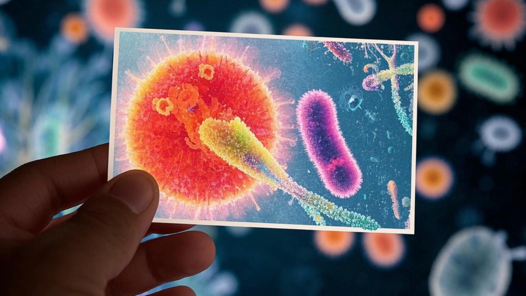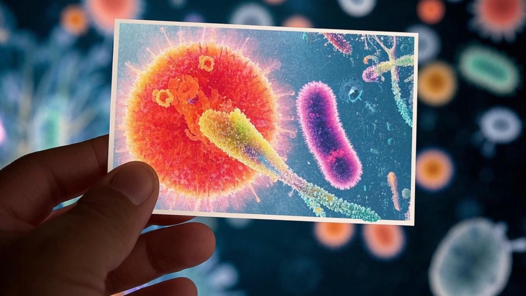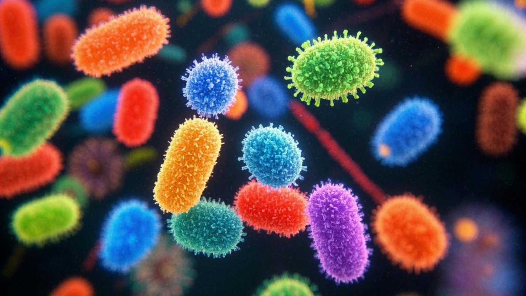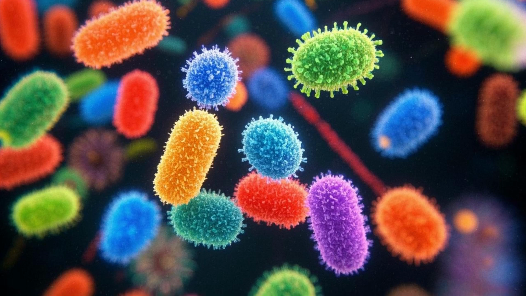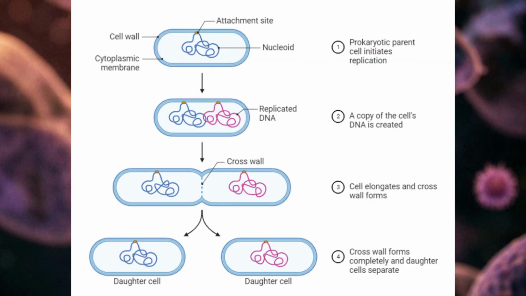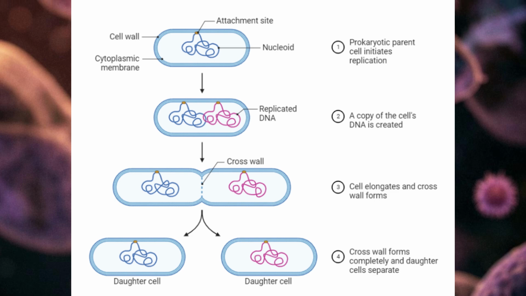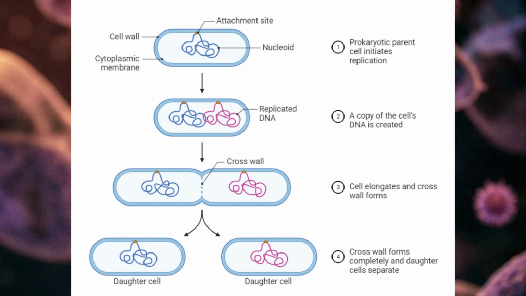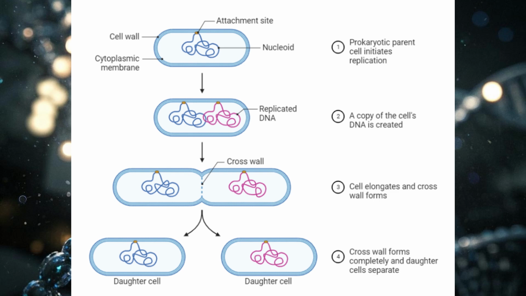Let's dive into the microscopic world of bacterial reproduction. The most common way bacteria reproduce is through binary fission. Imagine one bacterium splitting into two identical copies. This process is rapid and highly efficient. Let's break it down into simple steps.